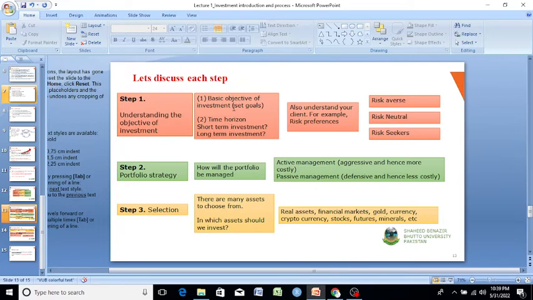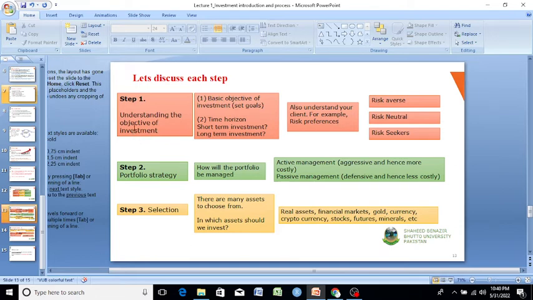In addition to setting the goals, we also set the time horizon for the investment decision. A time horizon means whether our investment will be short term or long term. Also understand your client. We have to assess his or her risk preferences, whether he is a risk lover, risk tolerant, or risk averse. Understanding the risk preferences of the investor helps us to better design an investment so that we can provide him future returns within the paradigm of his or her risk preferences.